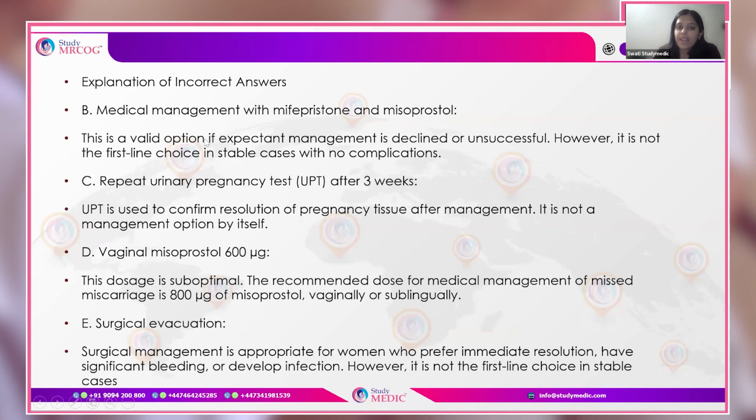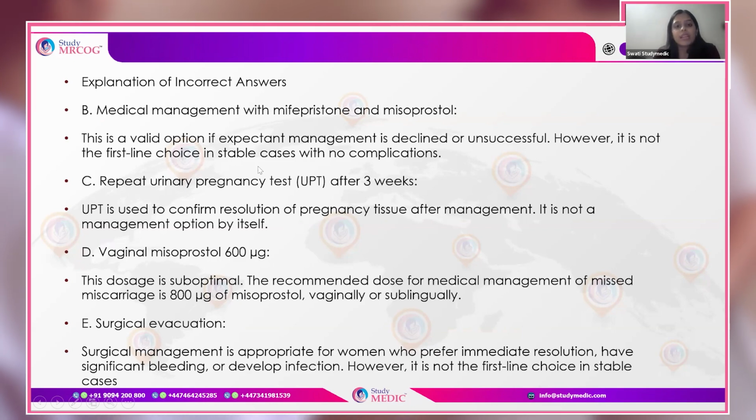Medical would have been a valid option if expectant was declined or has been unsuccessful, or, as I told, in other cases where expectant is contraindicated. Repeat UPT after 3 weeks, this will be done after management, right? Vaginal meso, when medical is not mentioned, we won't go for that. Surgical evacuation would ideally not be the first line choice in stable cases, all right?